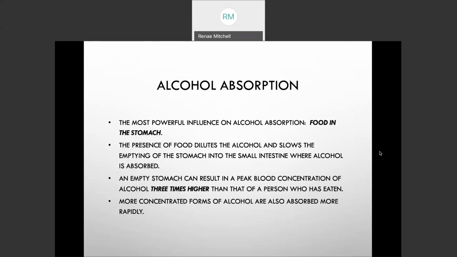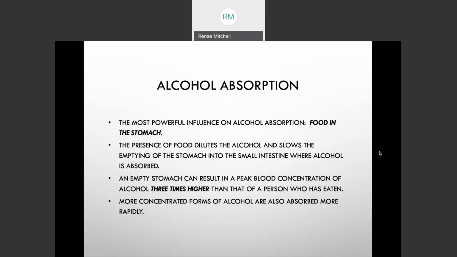So again, the most powerful influence, the thing that affects alcohol absorption the most, is whether or not there's food in the stomach. It dilutes the alcohol in the stomach, and it slows down the movement of alcohol from the stomach into the small intestines, where there's a quick absorption and the bulk of absorption happens. So if there's food in the stomach, it slows down the digestive process of that alcohol.